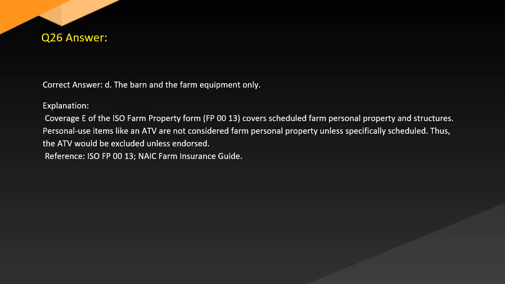Answer. Correct answer: D. The barn and the farm equipment only. Explanation. Coverage E of the ISO Farm Property Form FP 013 covers scheduled farm personal property and structures. Personal use items like an ATV are not considered farm personal property unless specifically scheduled. Thus, the ATV would be excluded unless endorsed. Reference: IFP 013, Innate Farm Insurance Guide.